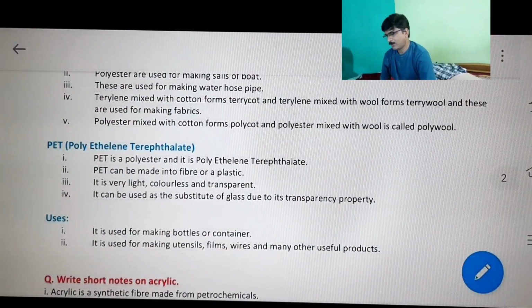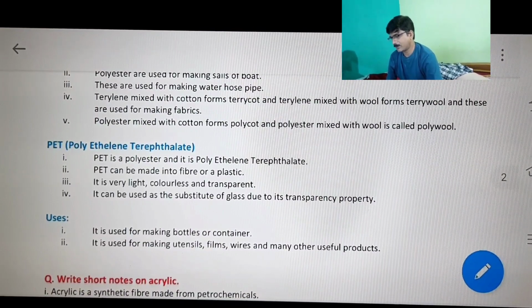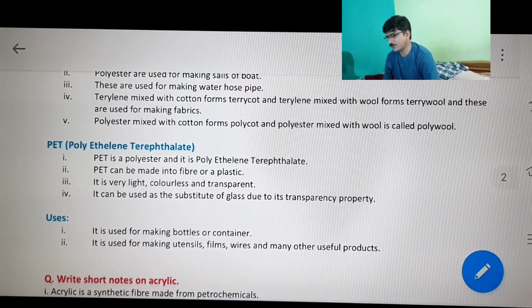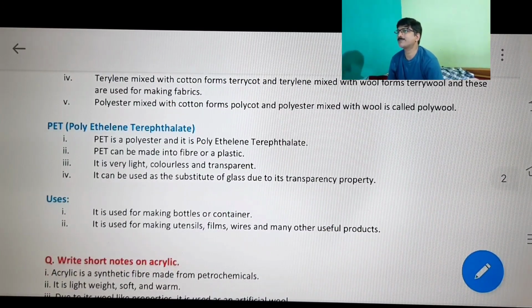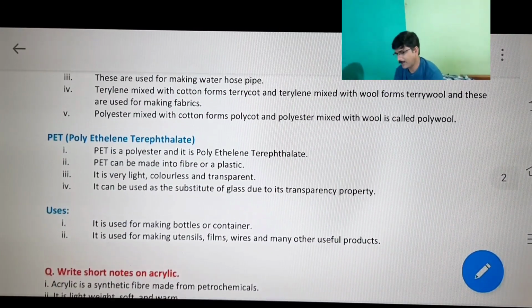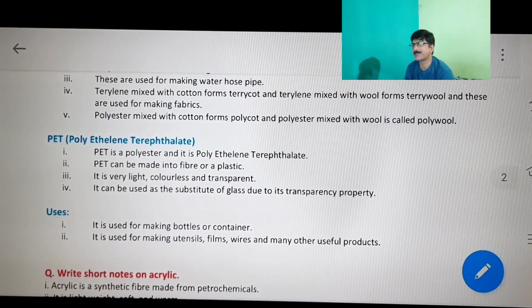That's why it is used as the glass. So we'll go for the important uses of this PET. What are the important uses of this PET? It is used for making bottles and containers. Why? Due to its transparency quality. And also this PET is used for making utensils, photofilms, wires, and many other useful products. Clear? So this is all about your polyester and its uses.